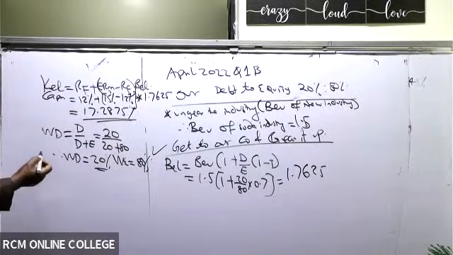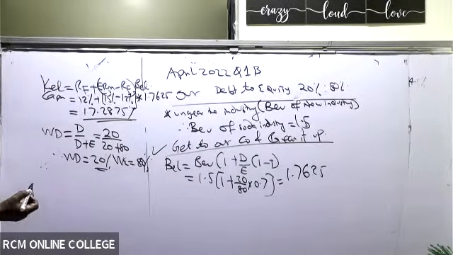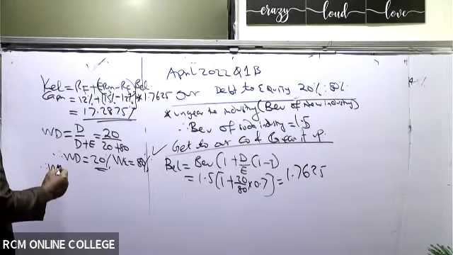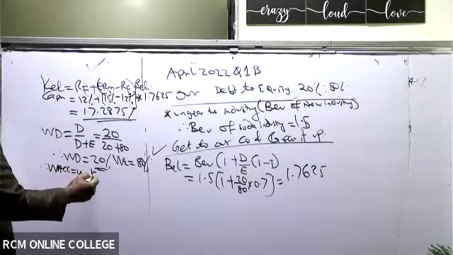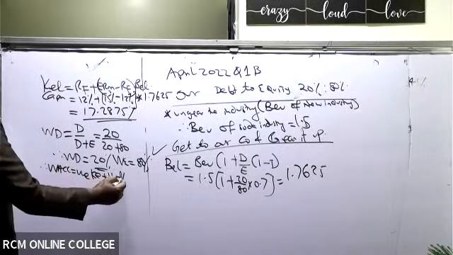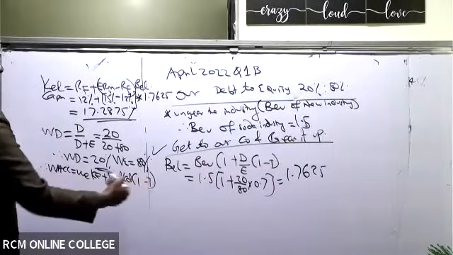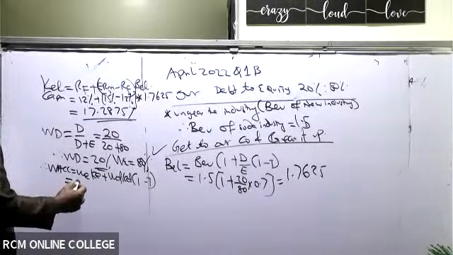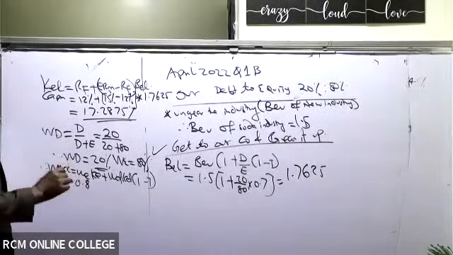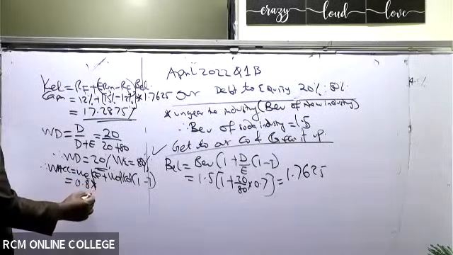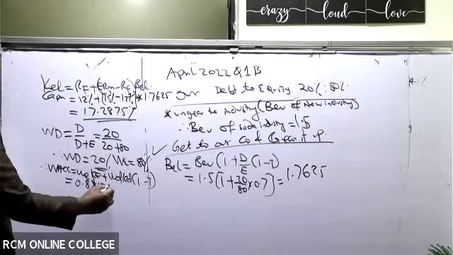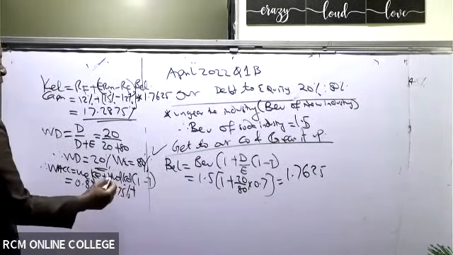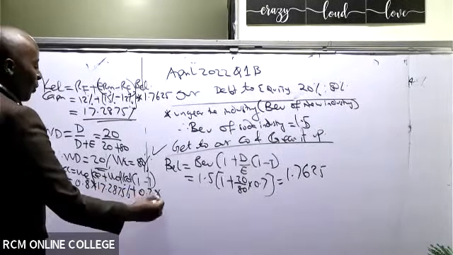And therefore, ladies and gentlemen, to be able to get our WACC, it's weight of equity, cost of equity, plus weight of debt, cost of debt, into 1 minus tax. So weight of equity, you guys have given me 0.8. So it's good you write weights as decimals. Cost of equity, you've given me 17.2875%. Weight of debt is 0.2.